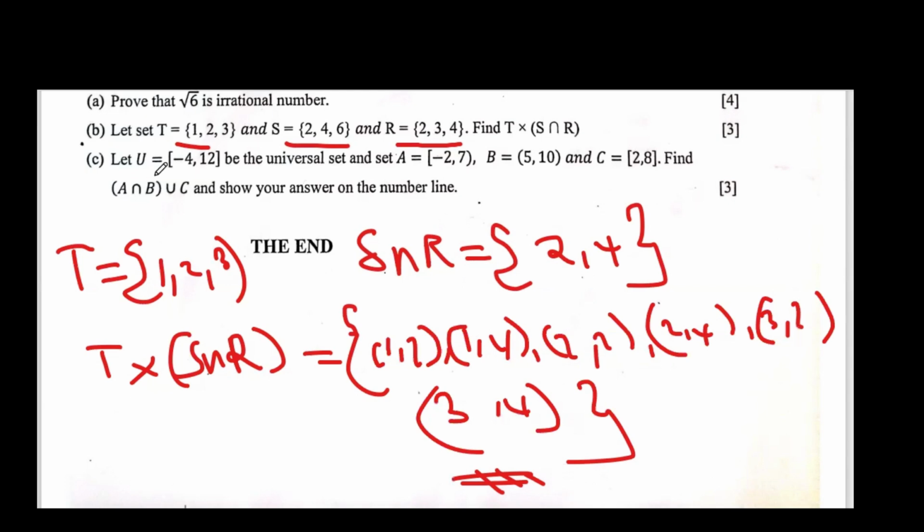Okay, let's find the last question there. They're saying let the universal set be an interval from -4 to 12, and then A is from -2 to 7, and then B is from 5 to 10, and then C is from 2 to 8. Then they're saying find A intersection B union C and show your answer on the number line. So that's what we are going to do there.